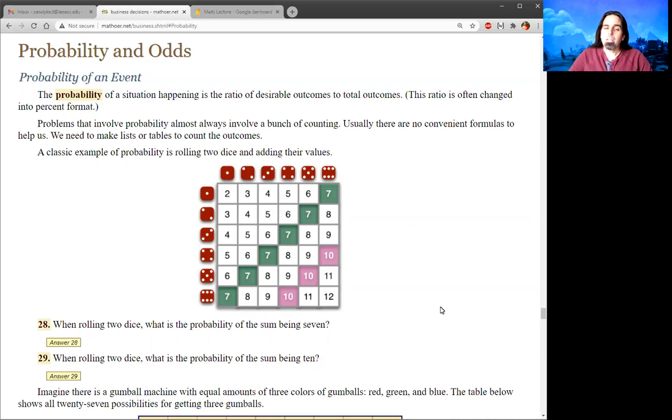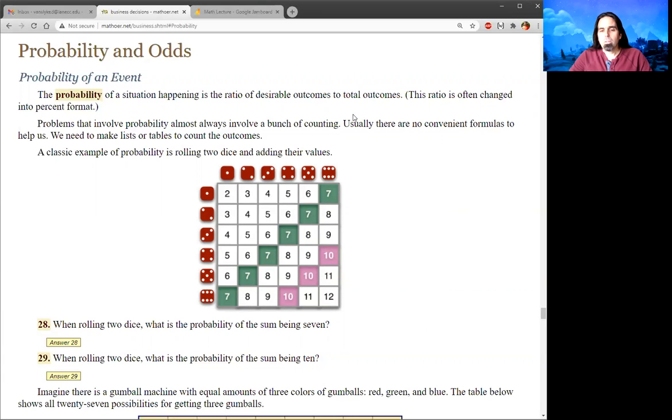The probability of a situation happening is the ratio of what we'll call desirable outcomes, the ones we're talking about, the ones that we're counting, to the total possible outcomes. And often in a probability, we will change this ratio into percent format.